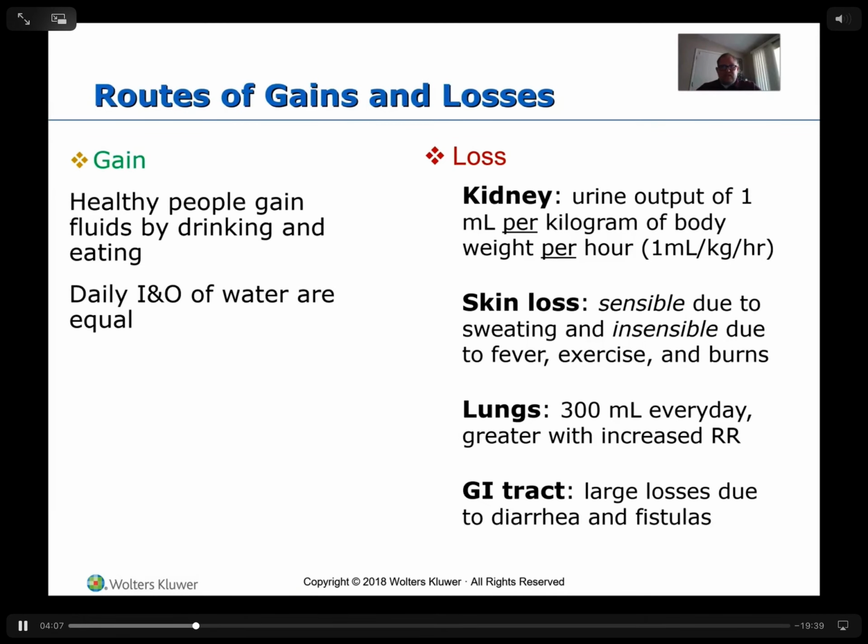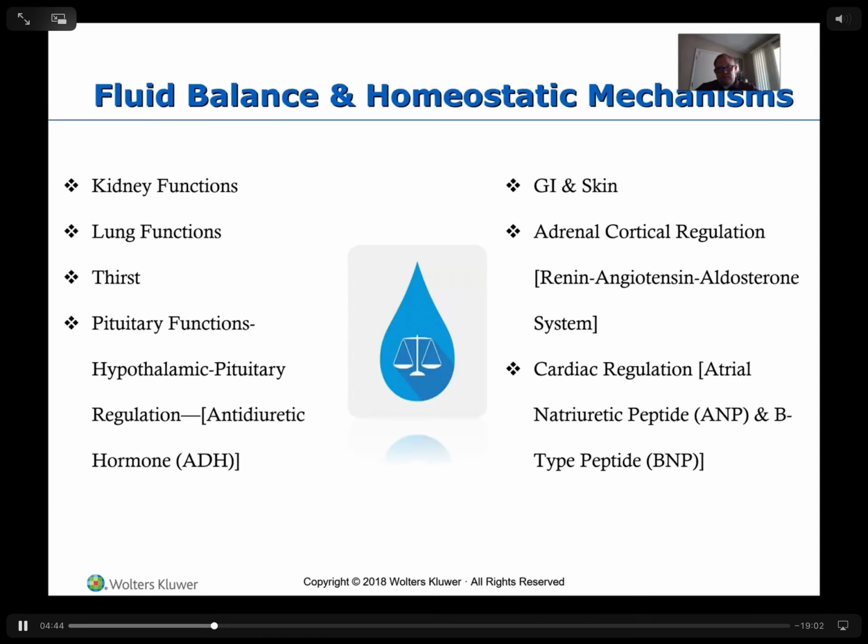Routes of gains and losses. Healthy people gain fluids by drinking and eating. Daily intake and output are equal. Urine output for a normal human is roughly 1 mL per kilo of body weight per hour. Skin loss includes sensible loss due to sweating, and insensible loss due to fever, exercise, and burns. Roughly 300 mL of fluid is lost every day through your lungs, and if you have an increased respiratory rate, your fluid loss is going to be more. In the GI tract, there can be large losses due to diarrhea or fistulas.